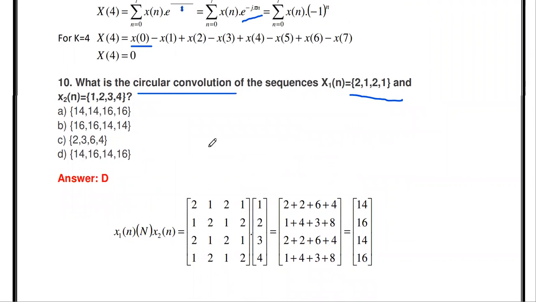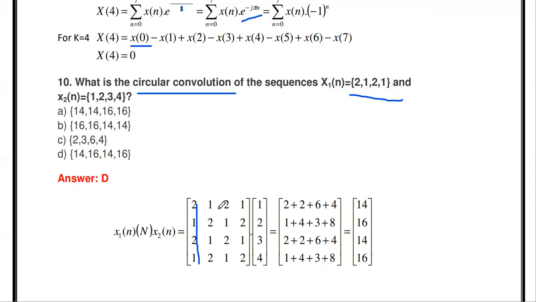multiplication method. There are so many ways, such as the graphical representation and the concentric circle method, but the matrix method is very easy to calculate. So this is also a very important 2 mark problem in this unit. In order to perform the circular convolution, the first sequence x1 of n, 2, 1, 2, 1, you just write column wise. First you write 2, 1, 2, 1.